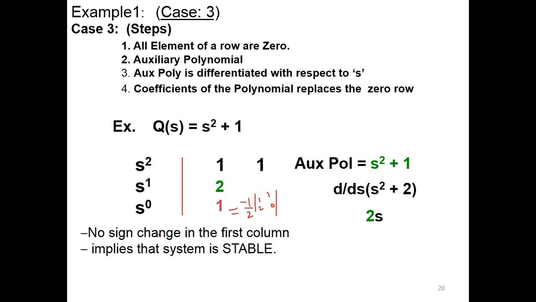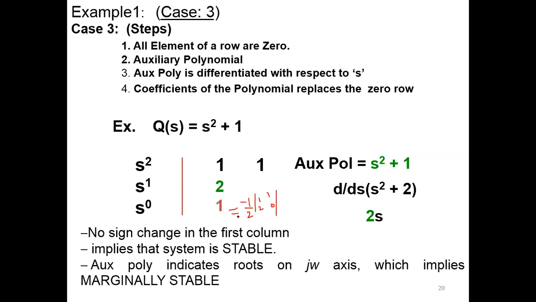Because we have no sign change, it implies that the system is stable, but due to the row of 0, the auxiliary polynomial indicates that roots are on the j omega axis, which implies that our system is marginally stable. By solving this polynomial, we can also get that the roots of this polynomial are plus minus j, that is a marginally stable system.